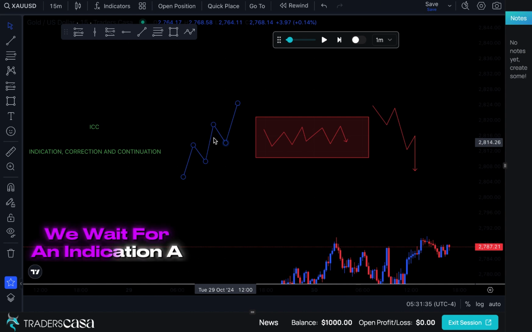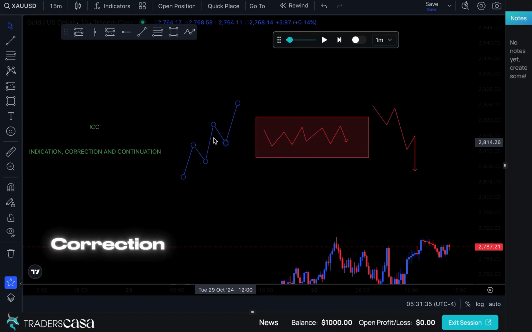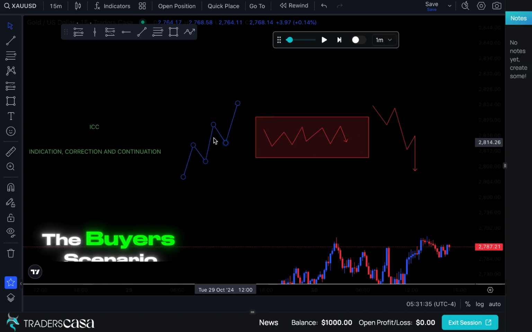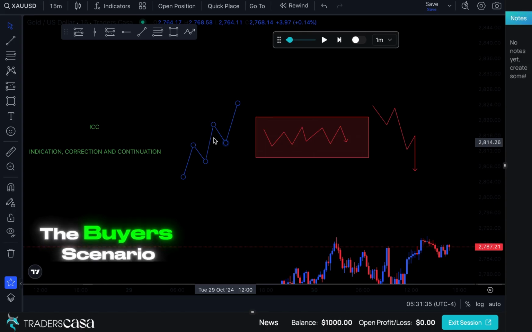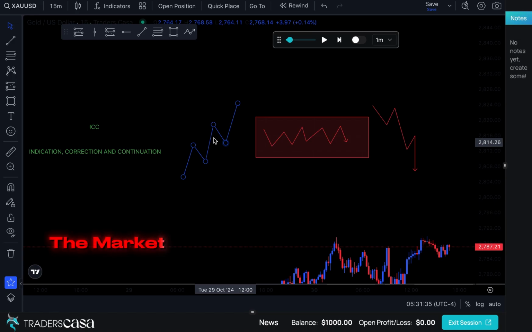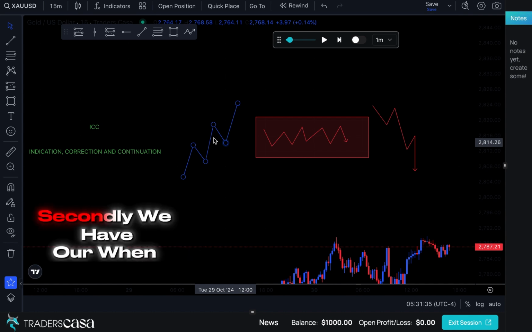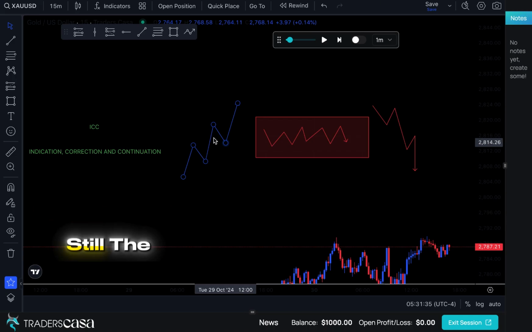We wait for an indication, a break, wait for a correction, wait for price to close above the zone, and we take our entry. So that is how we proceed for the buyer's scenario when we are looking to buy the market. Now this is where we are going to buy, right here at this level. You understand?